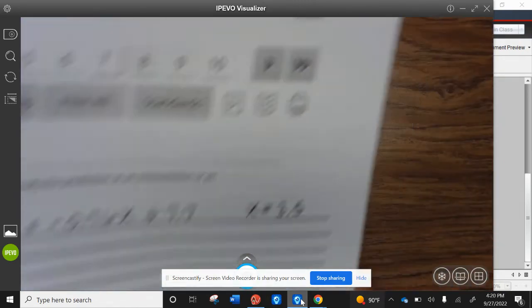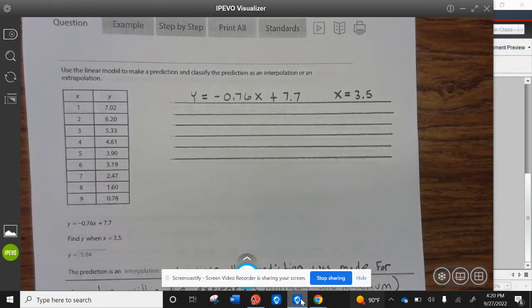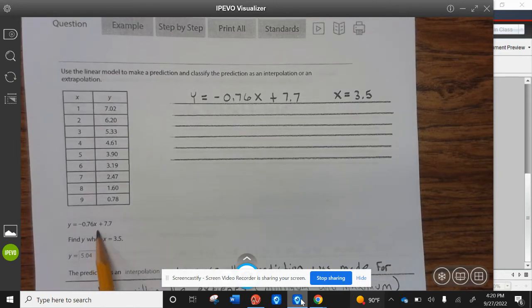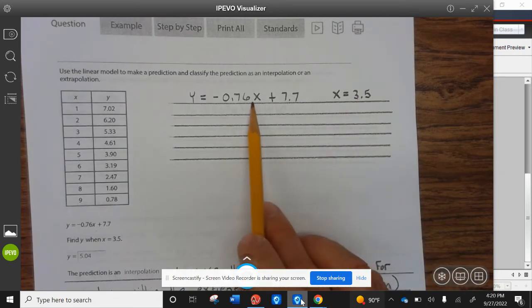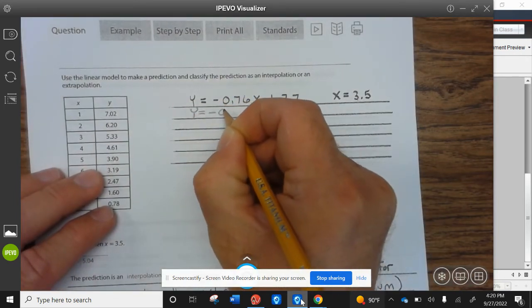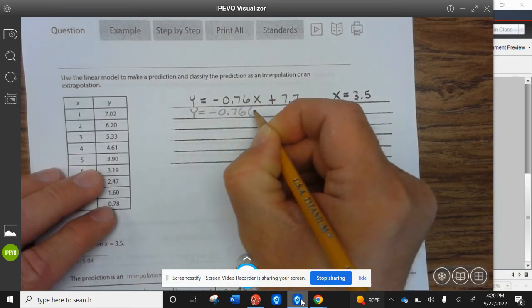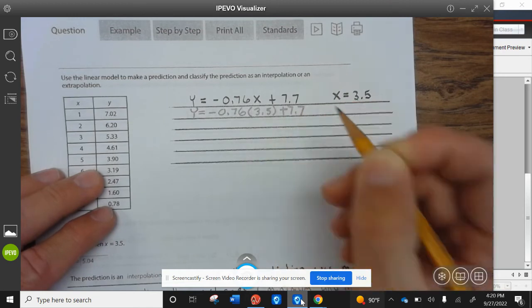Well, let's take a look at the next example. Use a linear model to make a prediction and classify the prediction as an interpolation or an extrapolation. Okay, so they already give us the equation and they give us the x value. So we need to plug the x value into the equation. So that's y equals negative 0.76 times 3.5 plus 7.7.